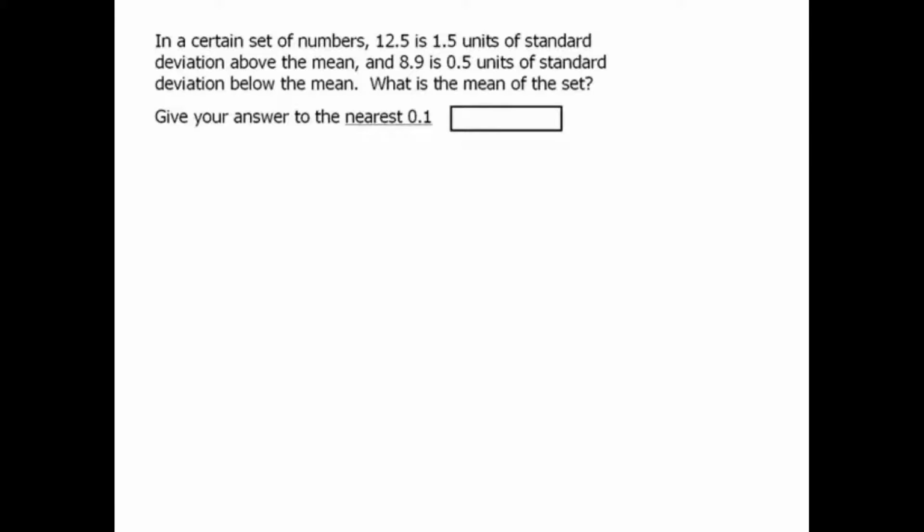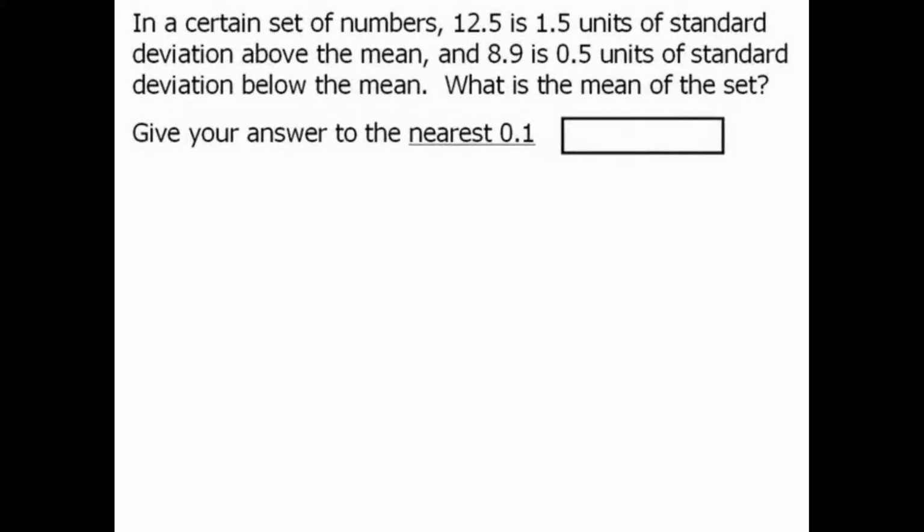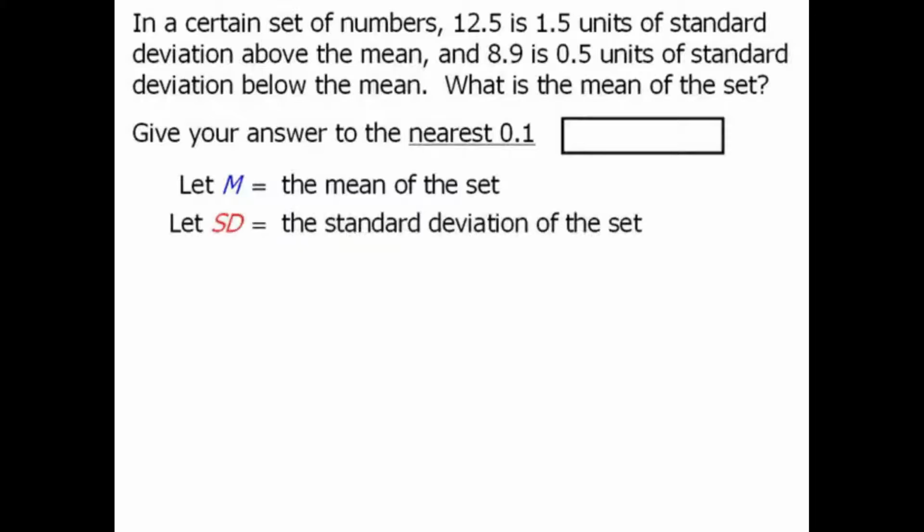Okay, our goal here is to find the mean value of the set. Now, since we are given information about the mean and the standard deviation, let's let M represent the mean value of the set and let SD represent the standard deviation. Now, first we are told that 12.5 is 1.5 units of standard deviation above the mean.